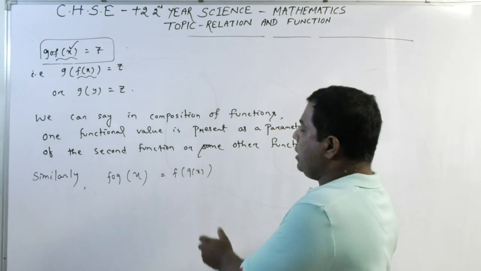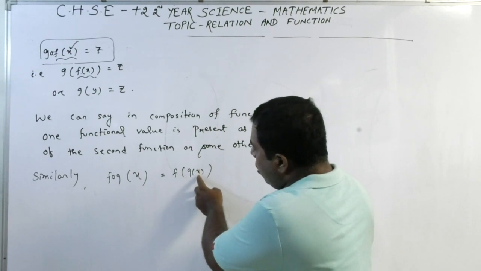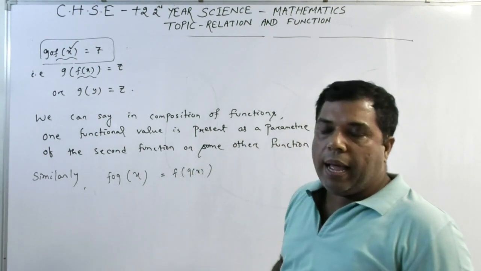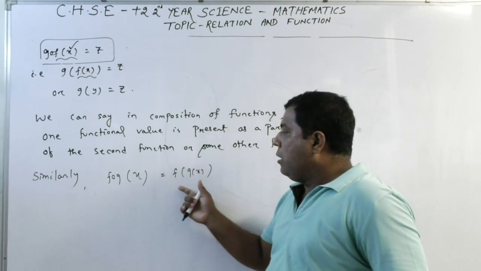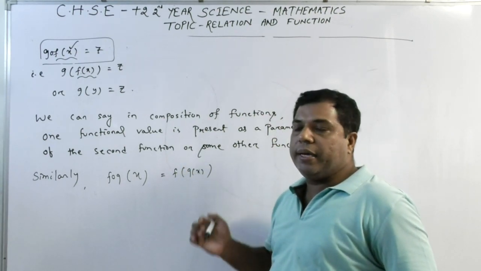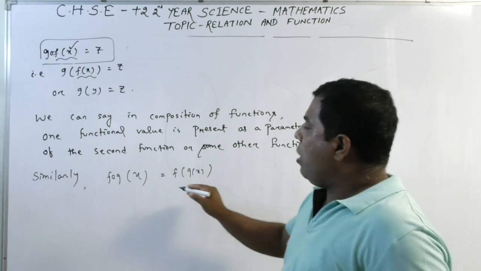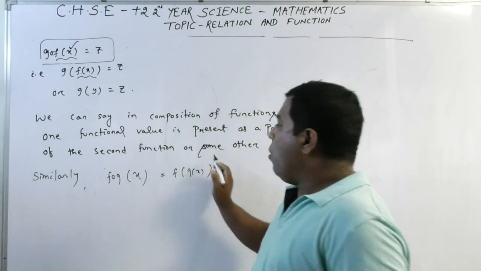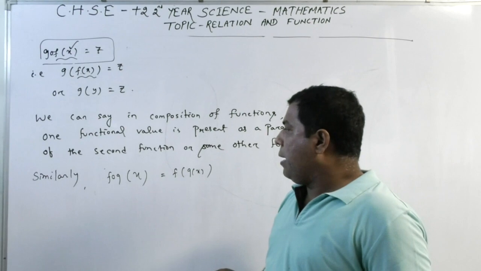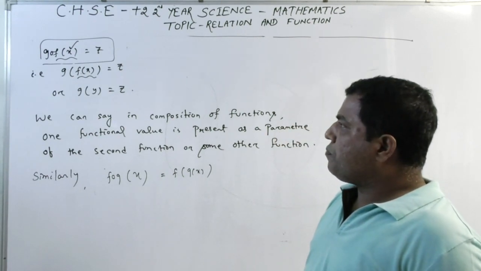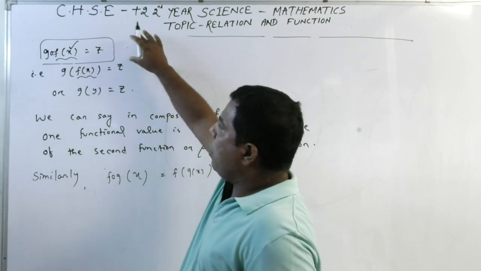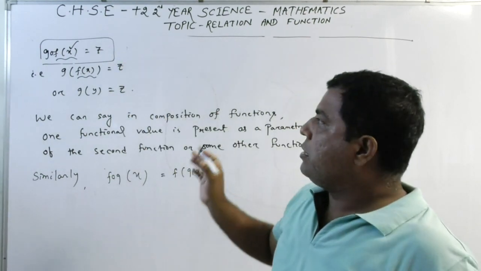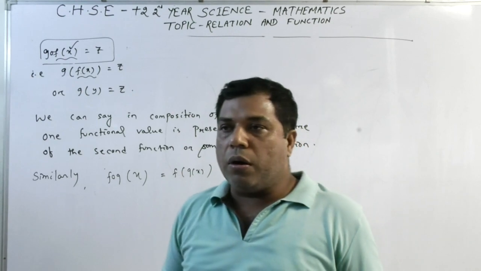So you see, initially x is there. On x, g is applied. Then on g of x, f is applied. So it is f of g of x. So this way our composition f o g of x is defined. My dear students, you see some of the compositions of two functions. One is g o f and another is f o g.